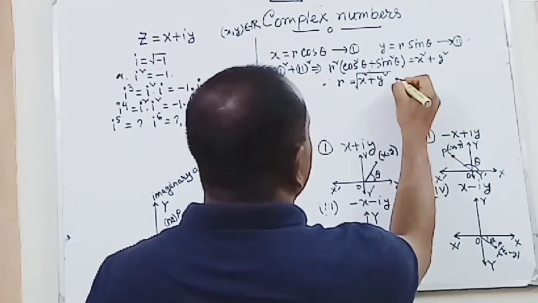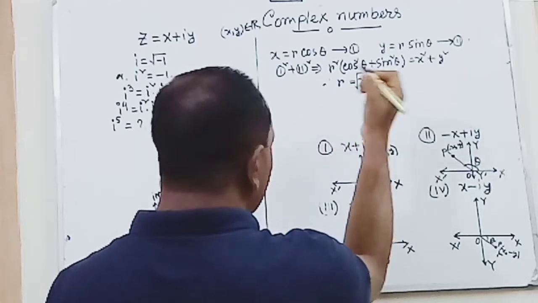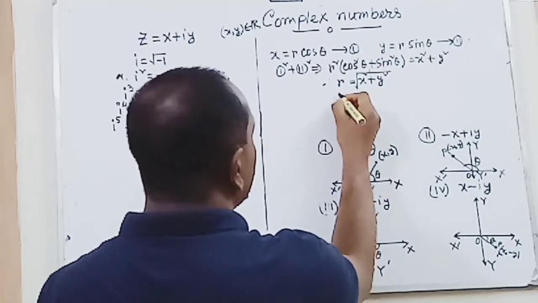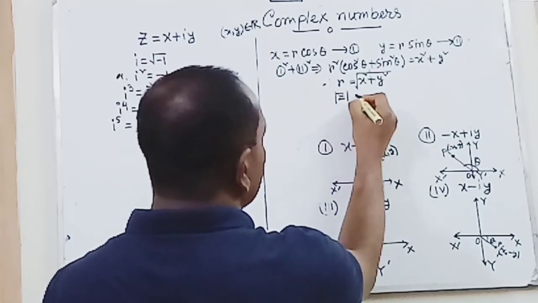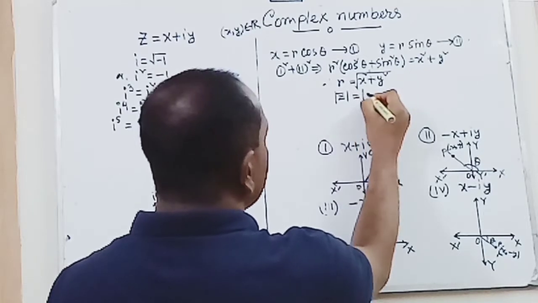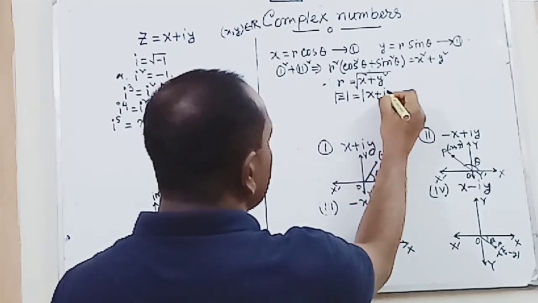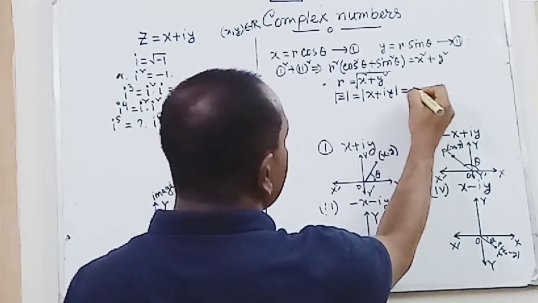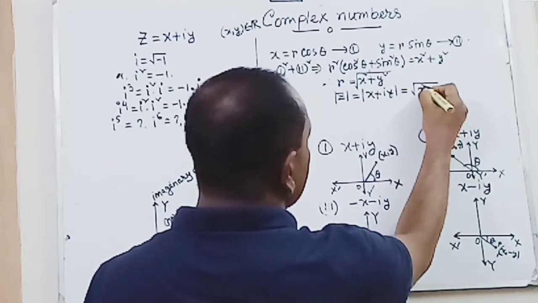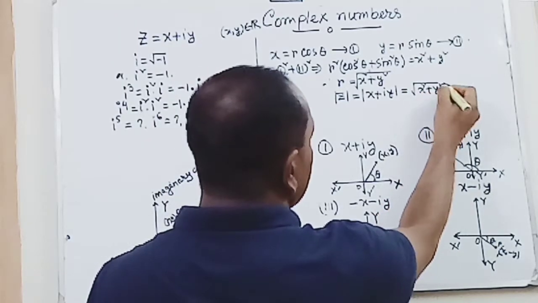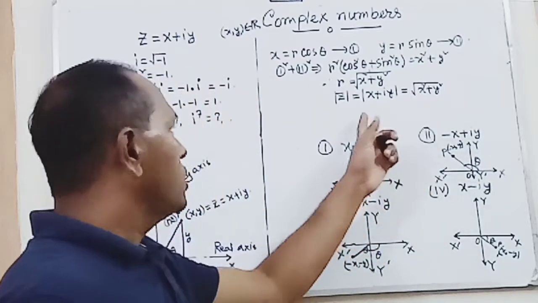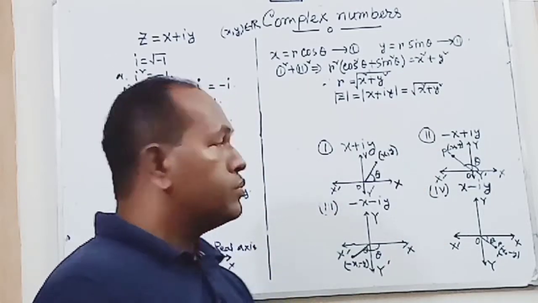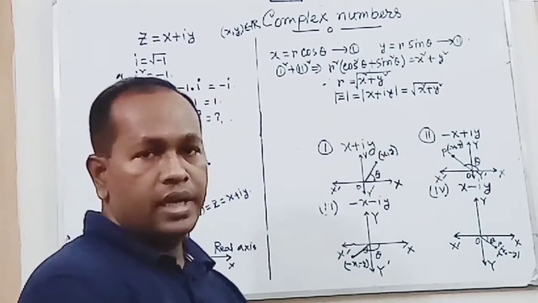So r is the modulus of this complex number z. So the modulus of z, that is the modulus of x plus iy, can be written as root of x square plus y square. And this is the method to find the modulus of any complex number.